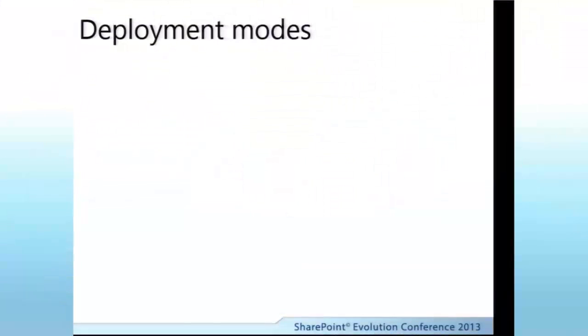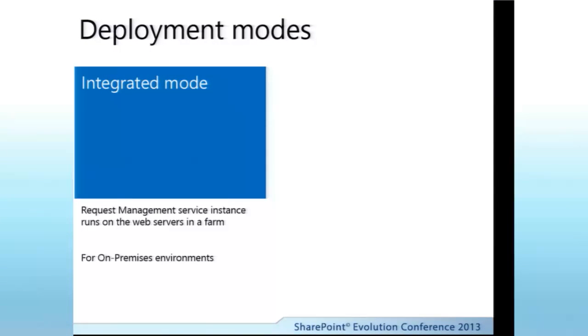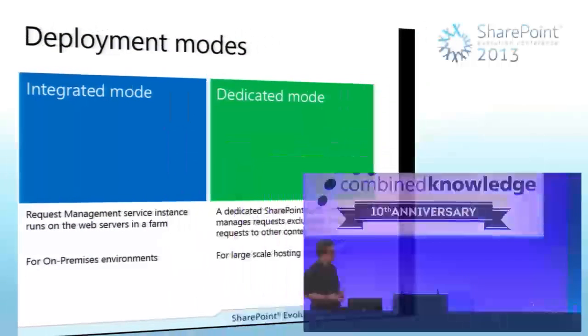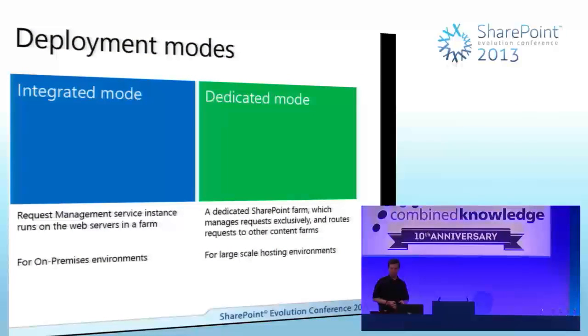So in terms of request management specifically, to get back to the main topic, we've got 2 modes of deployment, 2 options if you like. There are actually other options, but I'll come on to those in a second. The first one is integrated mode, and I talked a little bit about this earlier. This is where you have request management running on the web servers in your farm. This is going to be most appropriate for on-premises deployments. Reasonably small farms of less than 25 servers are going to use this model.